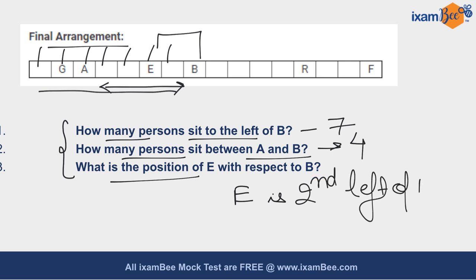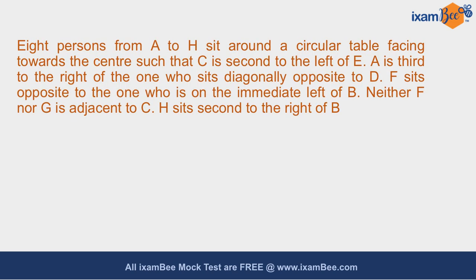So this is your correct answer. In the next question, it is given to you that 8 persons from A to H are sitting around a circular table facing towards the center such that C is second to the left of E. Some more directions are also given to you. You have to comprehend these directions and draw your final diagram in order to find your answers.